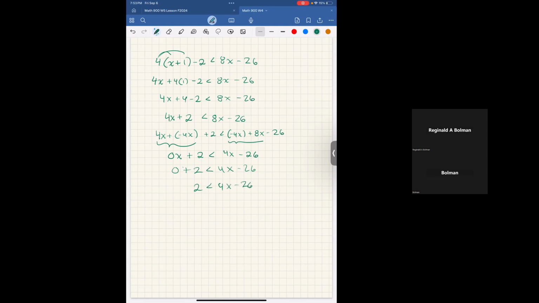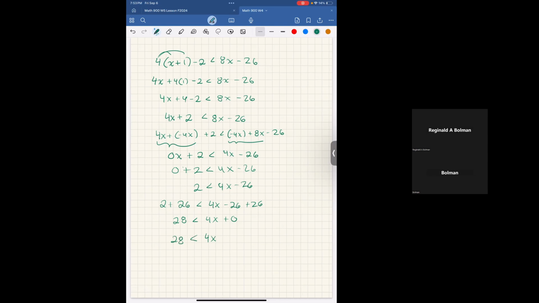We now have a two-step LEOV. It's just that all of our terms have been collected to the right side of the inequality instead of the left side. So now we can use the additive inverse, and we'll add positive 26 to both sides of our inequality. So we'll have 2 plus 26 is strictly less than 4x minus 26 plus 26. 26 plus 2 gives you 28, and this is strictly less than 4x plus 0, or simply 4x.